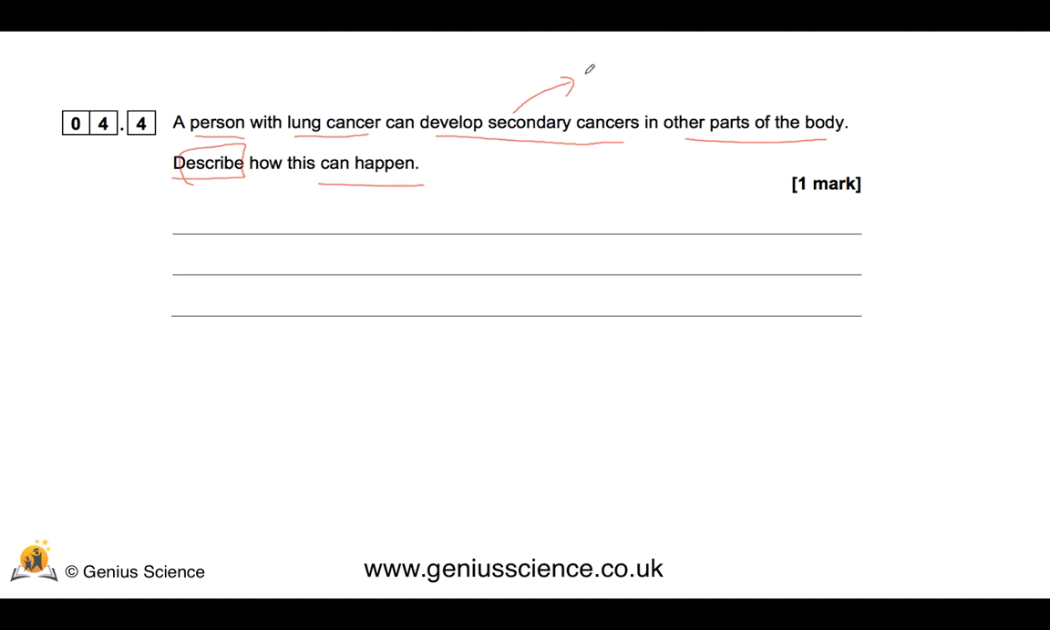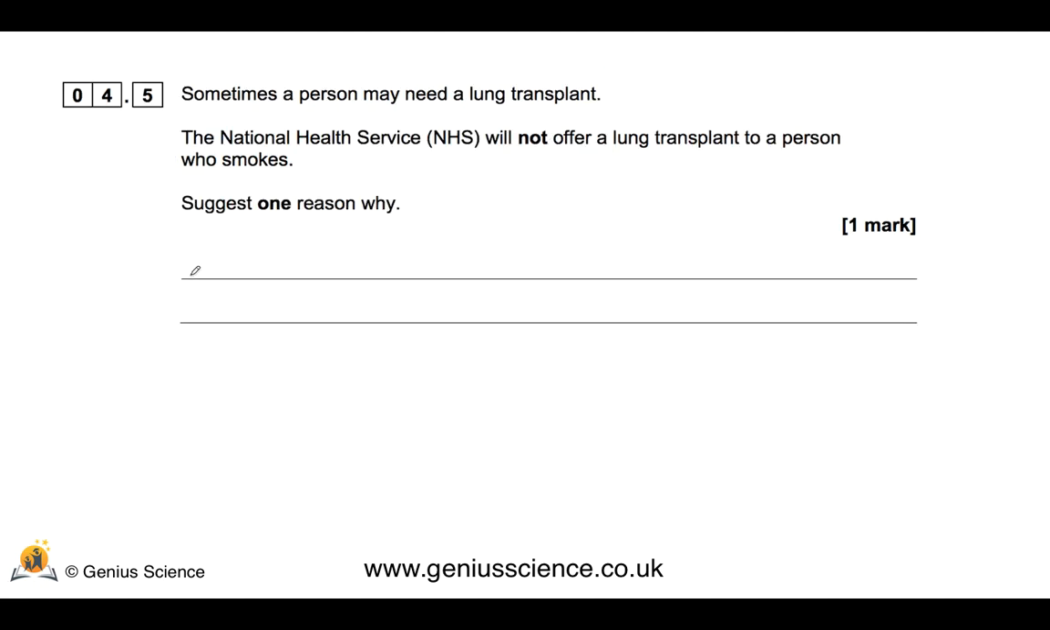That's known as metastasis, or when the cancer metastasizes. How can this happen? It happens very simply. The cancer cells are transported via blood and then they end up lodged in other organs and parts of the body.